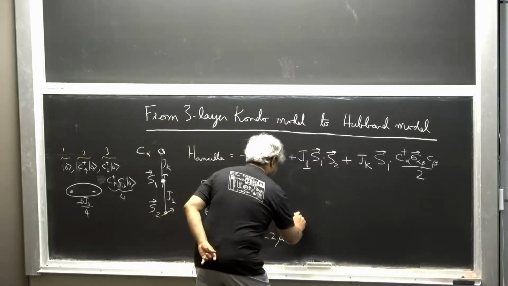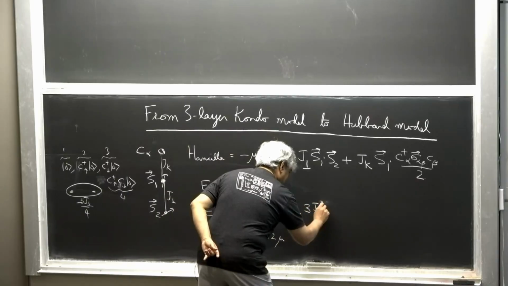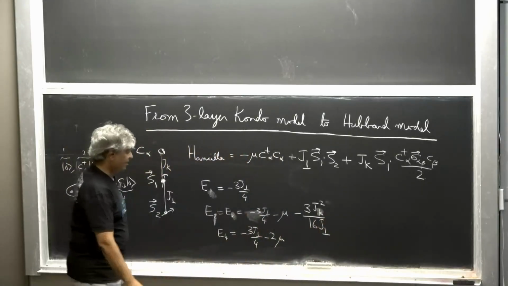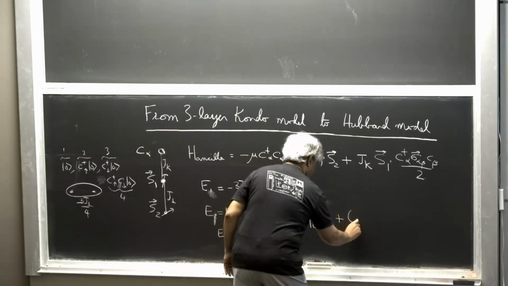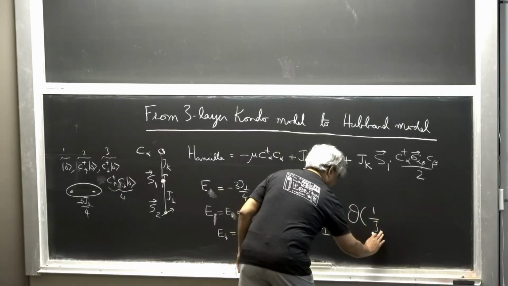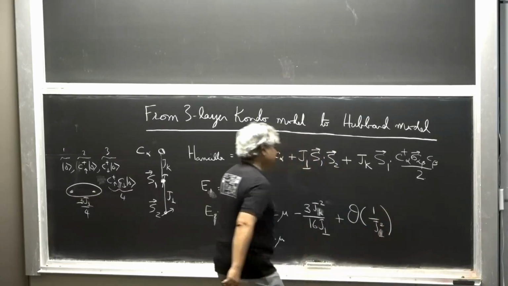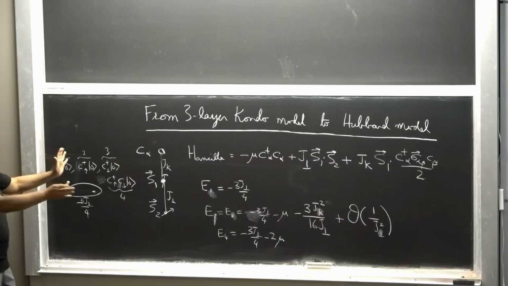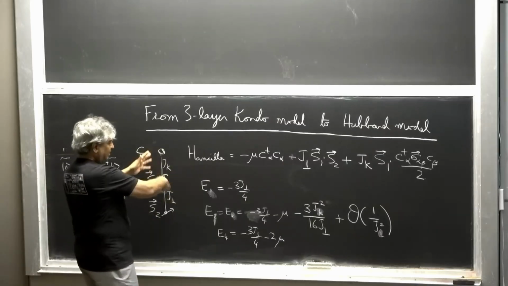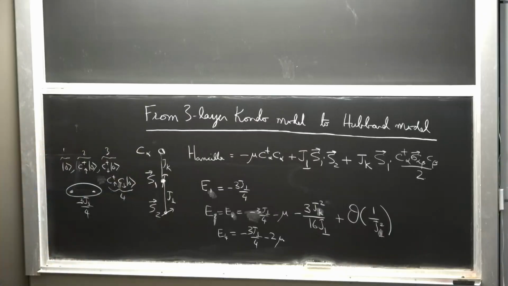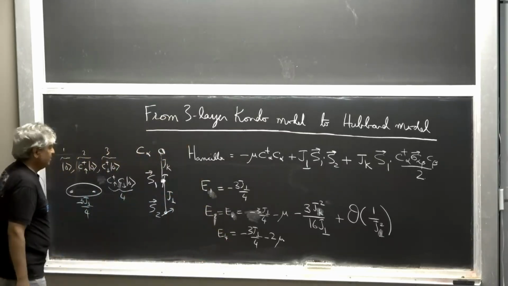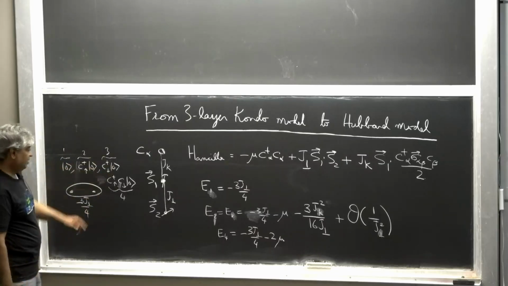And this becomes, if you work it out, minus 3 J perp squared over 16 J perp. Okay, and then this has corrections. In fact, you know the exact answer, but it's only consistent to work to this order if you had a multi-site problem, because at higher order, you'll start getting couplings between the sites too. But to this order, you don't have to worry about it. Okay, so these are the energy levels of this three-site problem.